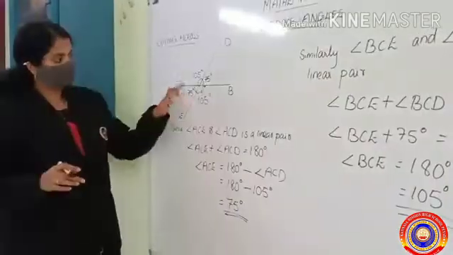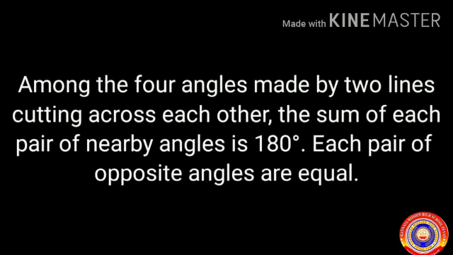So in this figure we got the 4 angles. By this we understood that among the 4 angles made by 2 lines cutting across each other, the sum of each pair of nearby angles is 180 degree. Each pair of opposite angles are equal.